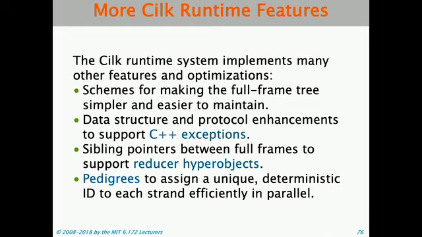There are a bunch of other runtime features. If you take a look at that picture for a long time, you may be dissatisfied with what that implies about some of the protocols. And there's a lot more code within the runtime system itself to implement a variety of other features, such as support for C++ exceptions, reducer hyperobjects, and a form of IDs called pedigrees. We won't talk about that today.